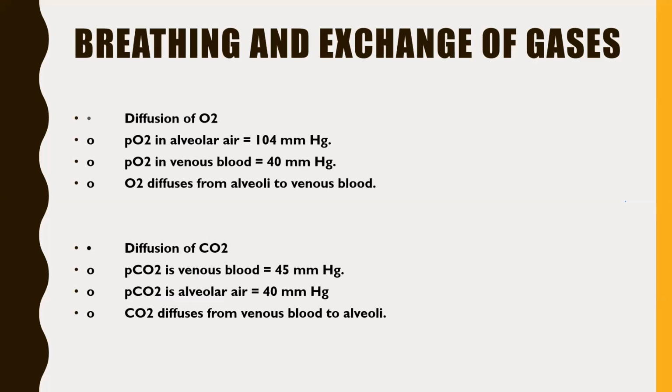Now, diffusion of carbon dioxide. Carbon dioxide in venous blood, that is blood in veins, will be more, around 45 mmHg. Partial pressure of carbon dioxide in the air bags or alveolar air is 40 mmHg. So ಏನಾಗುತ್ತೆ, the carbon dioxide is released from the venous blood to the alveoli. ಹೌದಾ? So here oxygen is exchanged from alveoli to venous blood and carbon dioxide from blood to alveoli. So exchange of gases is taking place based on the partial pressure. Okay, so this is the mechanism, right?